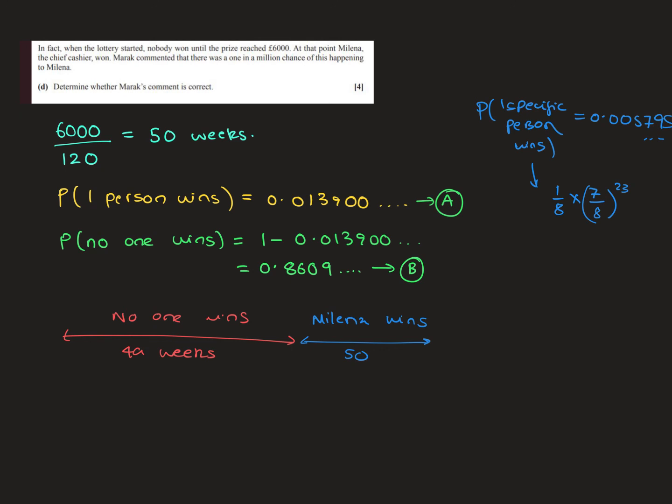So this probability overall is going to equal the probability that no one wins for the first 49 weeks, which is this number here, 0.8609 raised to the power of 49. Imagine a tree diagram with 49 branches on it, and each of those 49 branches is no one, no one, no one. You're doing 0.86 times 0.86 times 0.86. You're doing that 49 times. And you want to multiply that by the probability that one specific person wins, which is 0.005795.